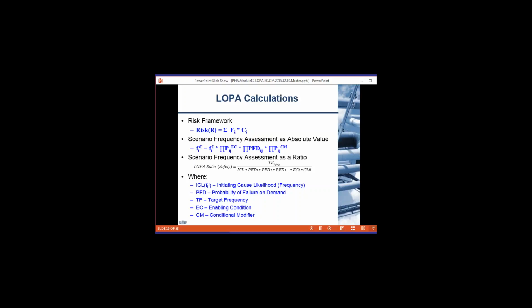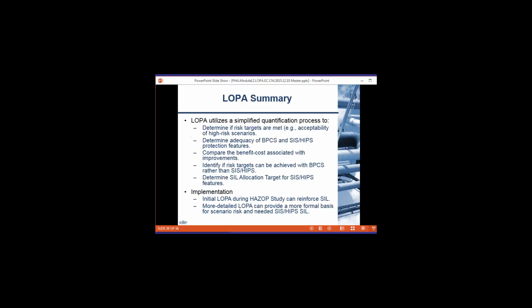And so let's go ahead and talk about those decisions. Basically, again, LOPA is a decision-making tool. It uses a simplified quantitative process to determine if you've met your risk targets, and how adequate your basic process control systems and safety instrumented systems or high integrity protection systems are in protecting the system.